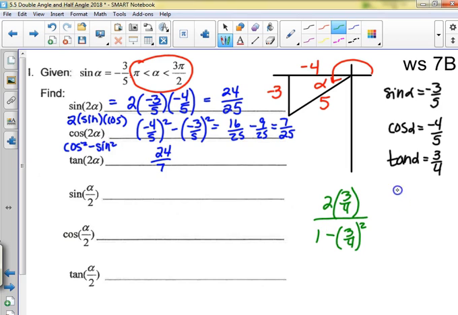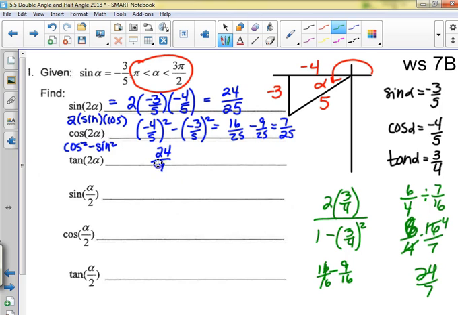Okay? Look, this would be up top, 6/4, and it's being divided by 1 minus 9/16, which is 16/16 minus 9/16 is 7/16. When I flipped that one over, this would go in here 4 times, and I'd get 24/7. Is that what I got? Okay. Commercial break is over.